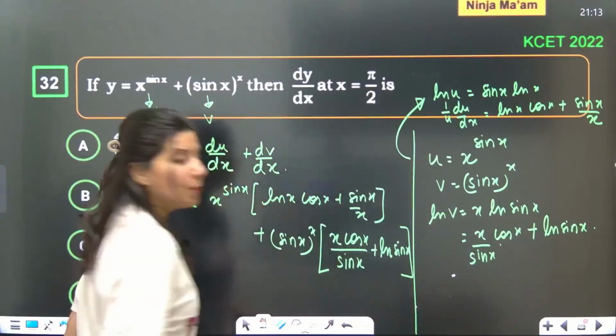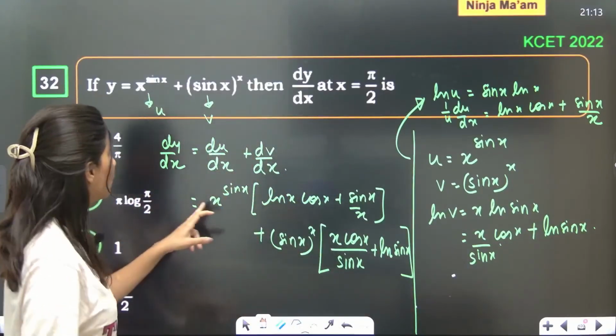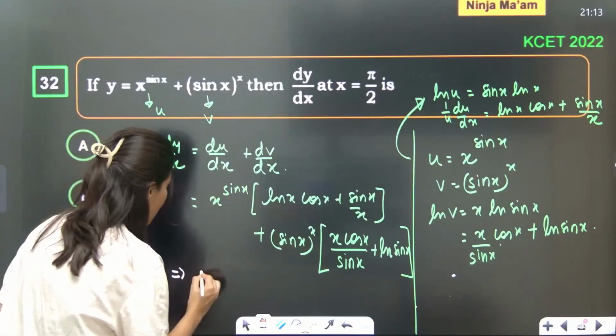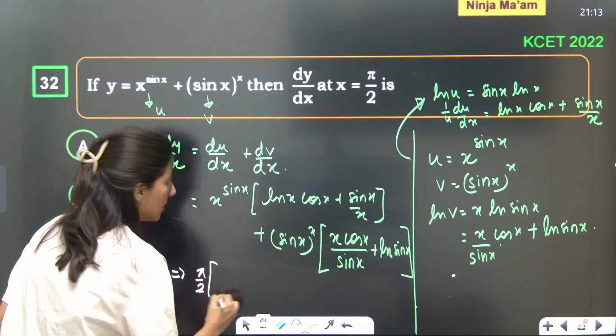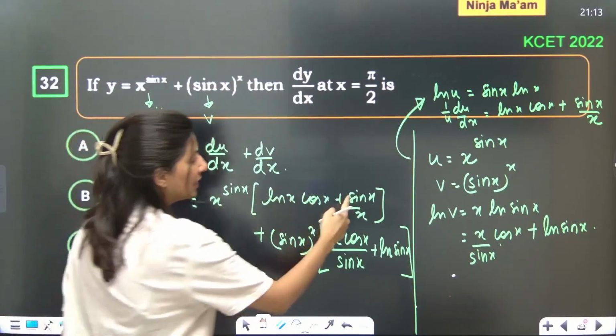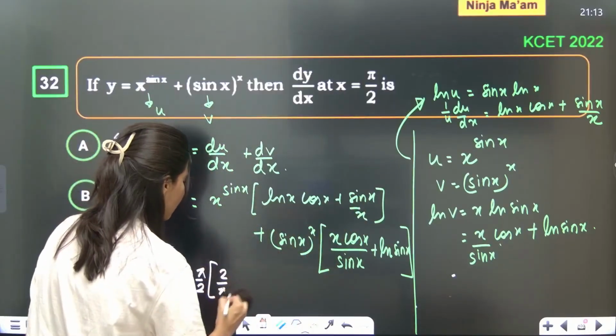Okay, now put x equals pi by 2. If you put x equals pi by 2, what are you going to get? Pi by 2 power sine pi by 2, so this is pi by 2 power 1, log of pi by 2, and this is cos of pi by 2, which is 0. This is sine pi by 2, 1 upon pi by 2, so this is 2 by pi.